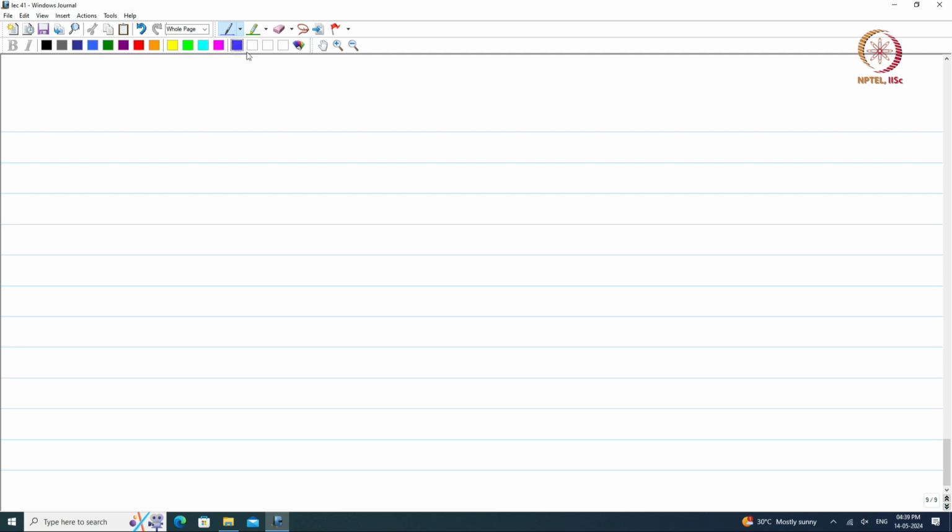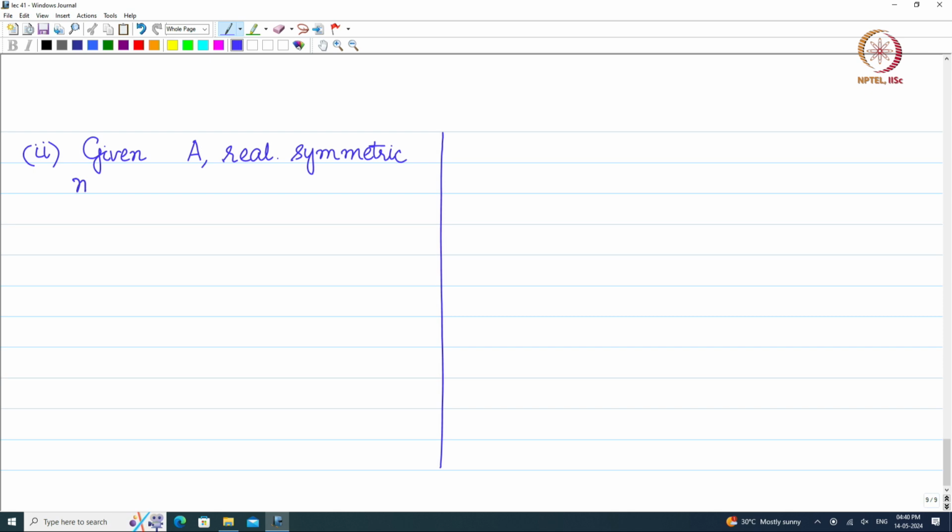Similarly, one can establish that for a scalar k, the second property: given a real symmetric matrix A, and K any real scalar, K A is also symmetric.